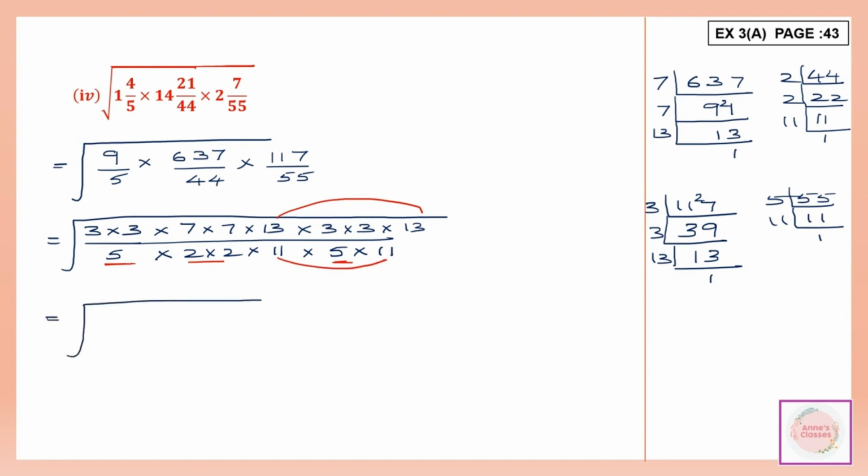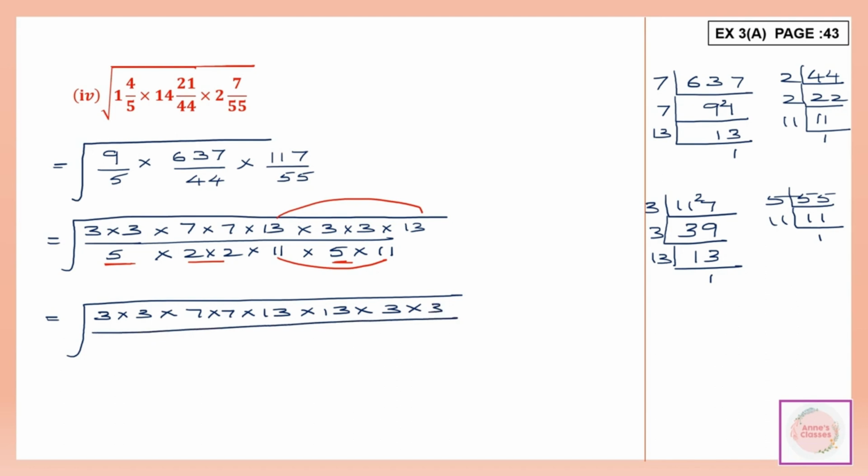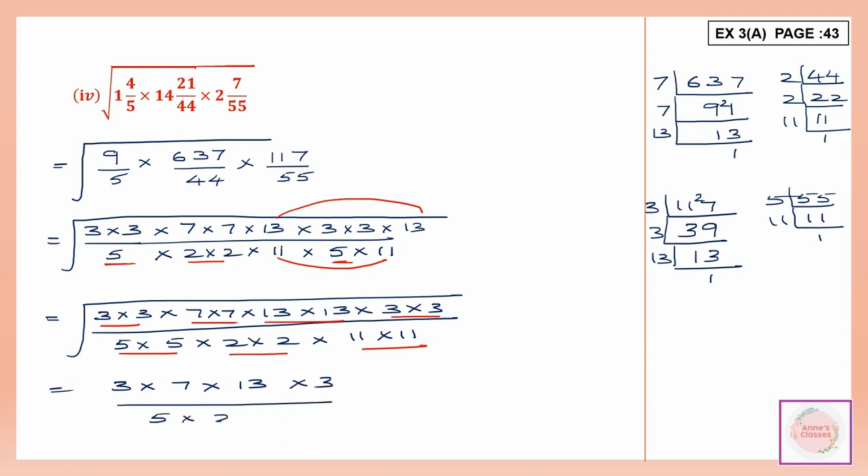So let's write that down. All pairs together. So we have 3 into 3 into 7 into 7 into 13 into 13 into 3 into 3. So we've put them all together. In the denominator, let's begin with 5. 5 into 5. Then we'll put 2 into 2. And then we have the 11s. 11 into 11. Then you can check to see if there's anything that you can cancel. If you can't cancel, then we just go ahead and look out for the pairs. So let's take out one from each pair. So we're going to remove one from each pair. So let's see what we get. So here we get 3 into 7 into 13 into 3. In the denominator, we have 5 into 2 into 11.